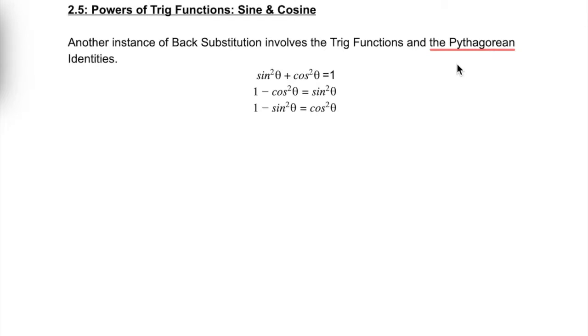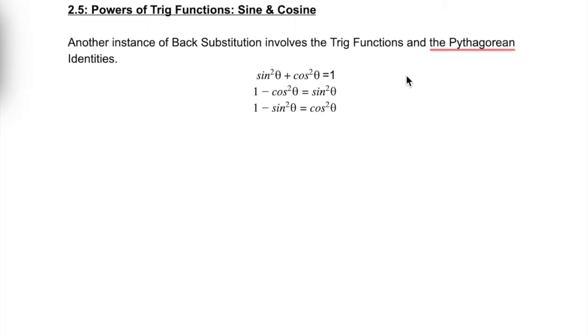So it's important to remember the three shown right here: sine squared plus cosine squared equals 1, and 1 minus cosine squared theta equals sine squared theta, as well as 1 minus sine squared theta equals cosine squared theta. To figure out these problems, you need to manipulate these three different equations in order to solve the integral.